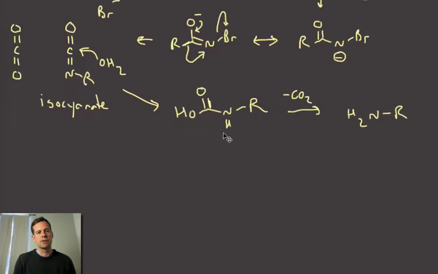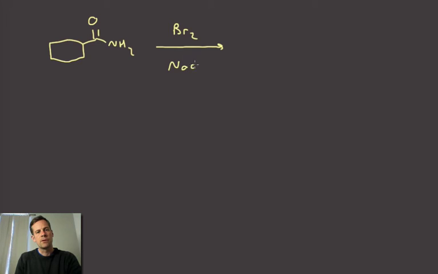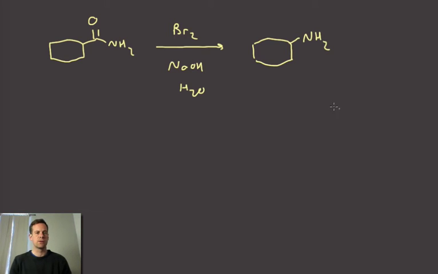Okay, so we can look at just a few examples of this happening. So let's say that we had this primary amide, and if we just do a Hofmann rearrangement, so Br2, sodium hydroxide, and water, this is pretty easy just in terms of predicting the product, because all you have to do is remove the carbonyl and then attach the amine where that carbonyl was, right? So that's the Hofmann rearrangement product of that primary amide.